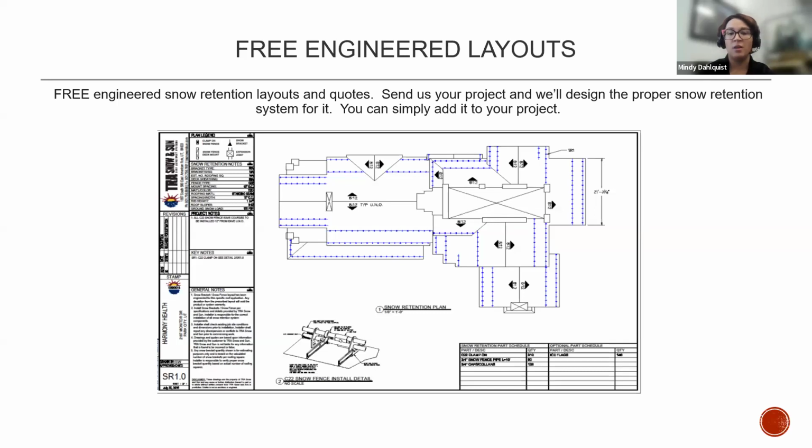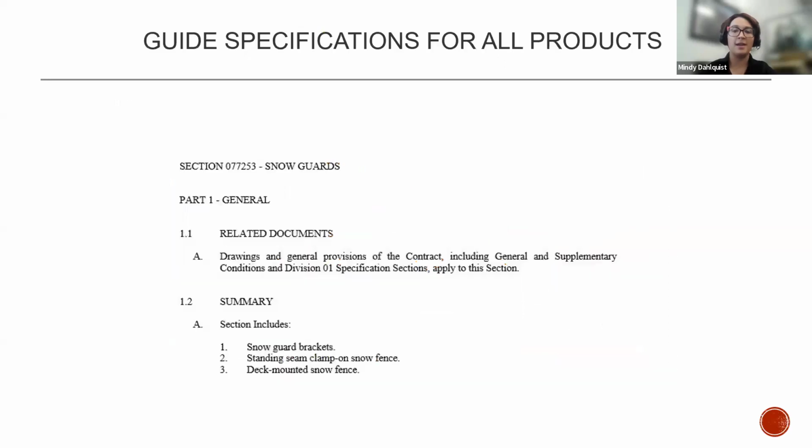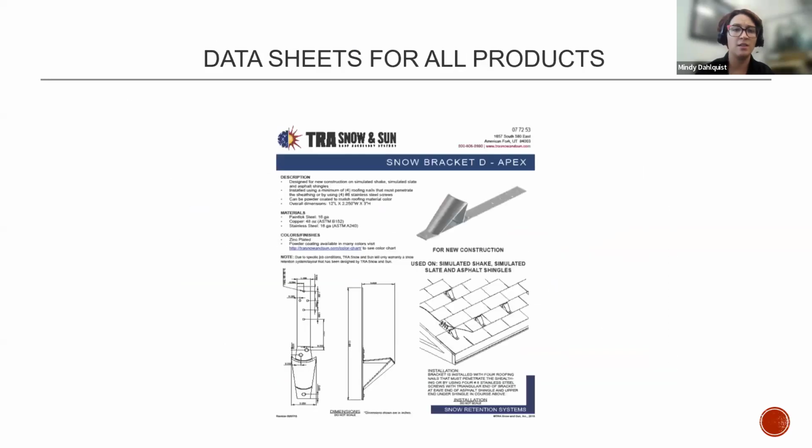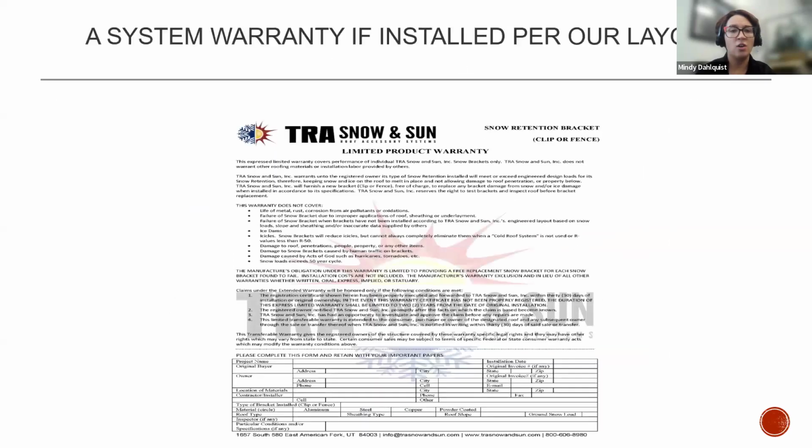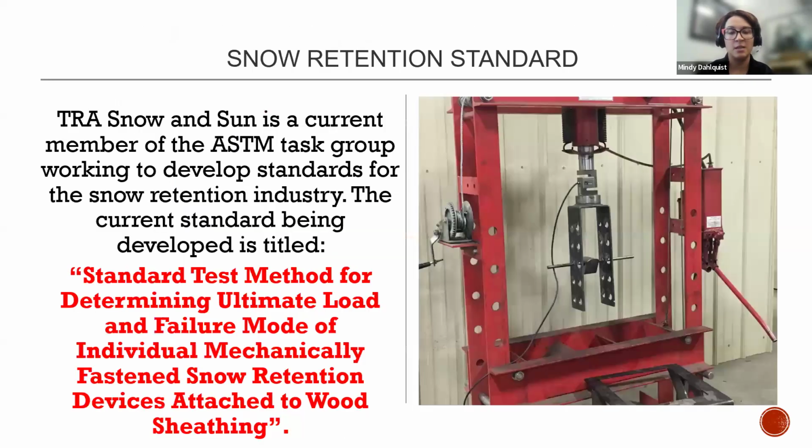This is an example of one of our snow fence layouts. This is an example of a bracket layout. We do offer guide specifications for all products, data sheets for all products, and a system warranty that is a lifetime warranty to replace the product as long as it's installed per the layout. If you would see any kind of failures, obviously we would hope not, but that is something that we stand behind.